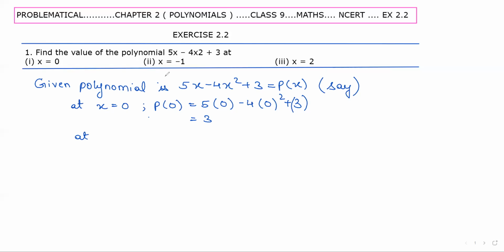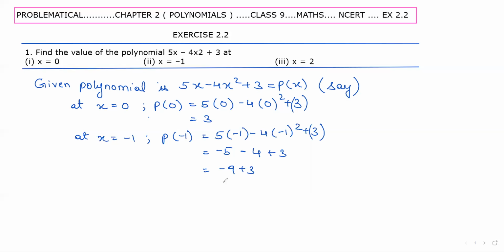At second value, x is equals to minus 1. So wherever there's an x, we'll substitute equals to minus 1. 5 into minus 1 minus 4 into minus 1 whole square plus 3. This is minus 5 minus 4 into minus 1 square, 4 into 1, 4 plus 3. So this is minus 9 plus 3, which is equals to minus 6.